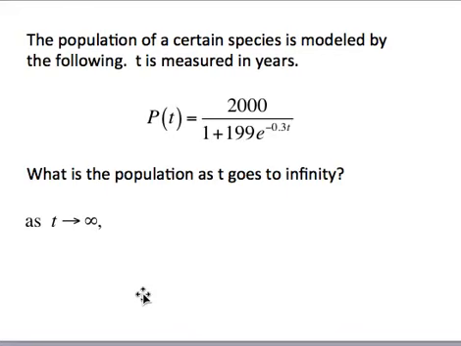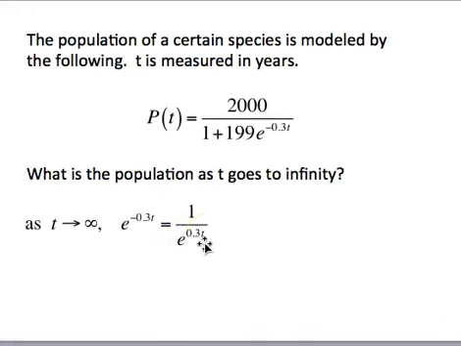Next up, we want to see what happens as t goes to infinity. So we have this 2,000 over 1 plus 199 e to the negative 0.3 t. As t goes to infinity, how is p of t changing? Well, I start with this part, e to the negative 0.3 t. If you have a negative exponent, it's in the denominator, so it might be easier to think of it as 1 over e to the 0.3 t.